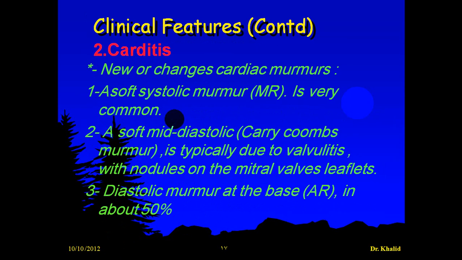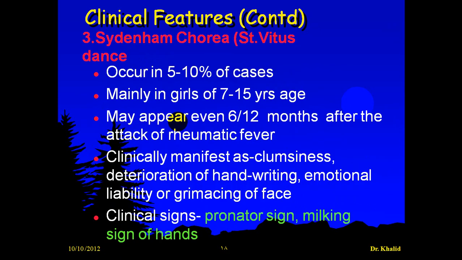Carditis is suspected if there is a new or changed cardiac murmur. A soft systolic murmur of mitral regurgitation is very common. A soft mid-diastolic Carey Coombs murmur is typical due to the valvitis, highly suggestive, with nodules on the mitral valve leaflet. A diastolic murmur at the base, suggestive of aortic regurgitation, occurs in about 50% of acute rheumatic carditis.